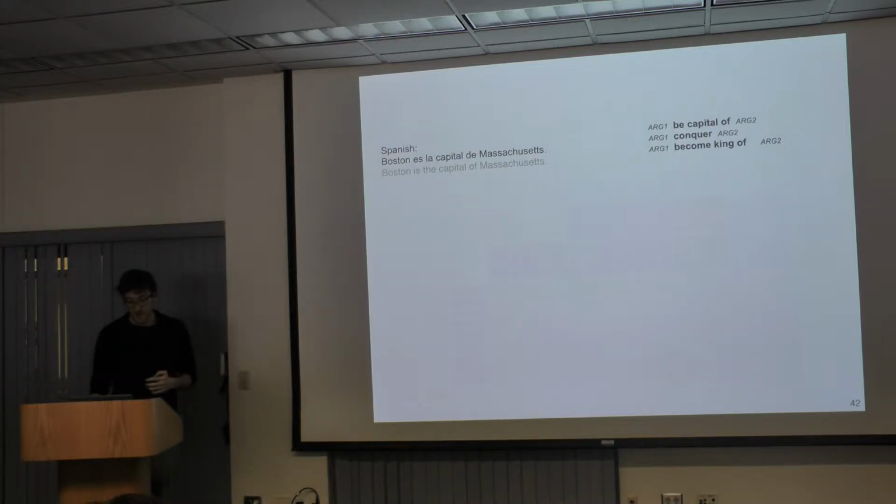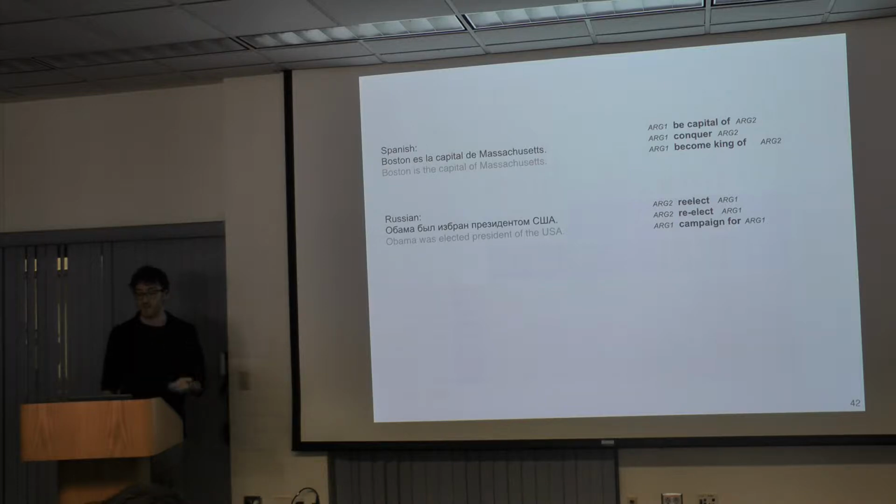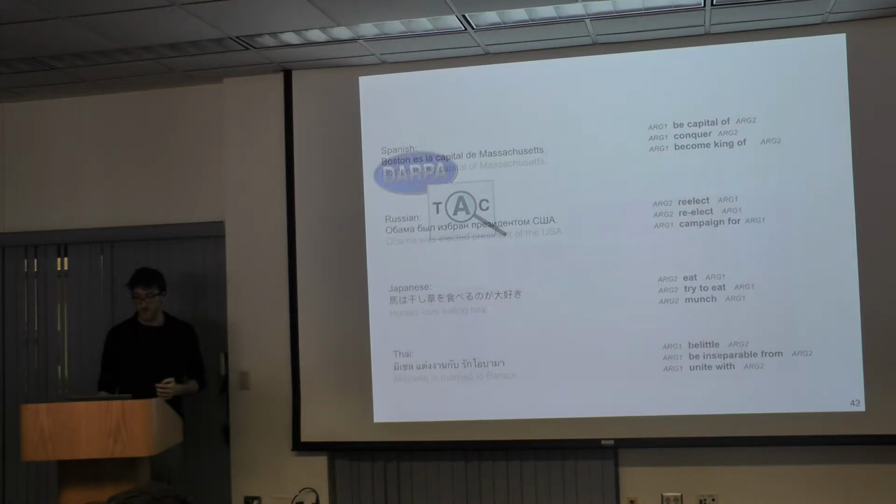We ran a very large model in some follow-up work on about a dozen languages and found some interesting outputs to look at. On the left here, we have an input from a non-English language, and on the right, we can see some of the similar English patterns that the model returned. We'll see things like capital of in Spanish being mapped correctly to capital of in English, was elected president being similar to re-elect, love eating being similar to munch, and so on and so forth.